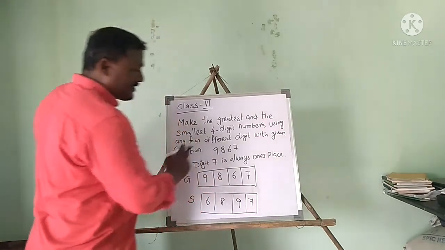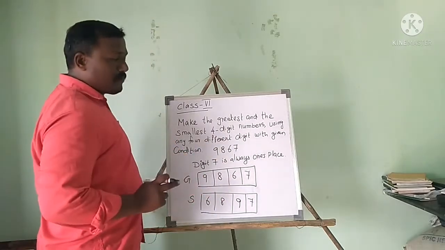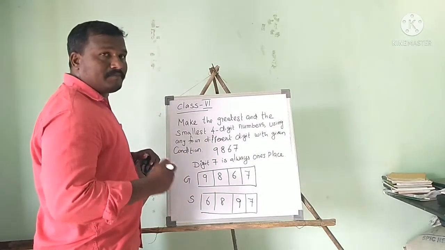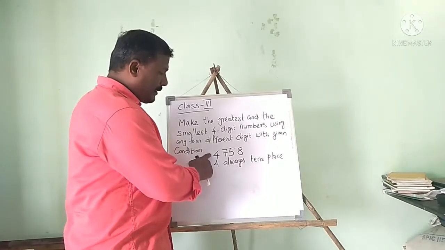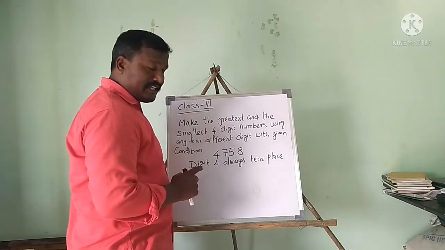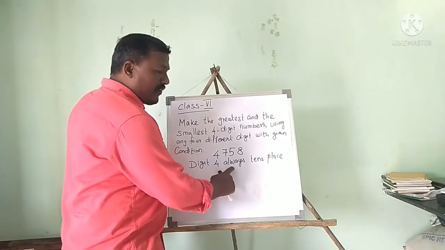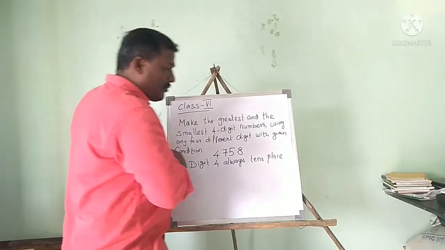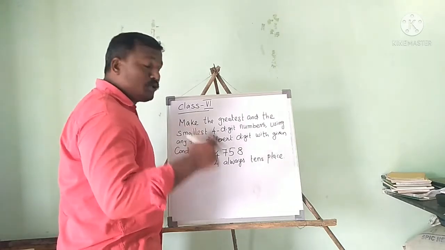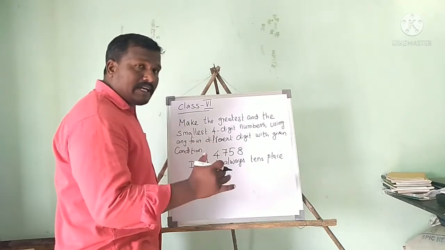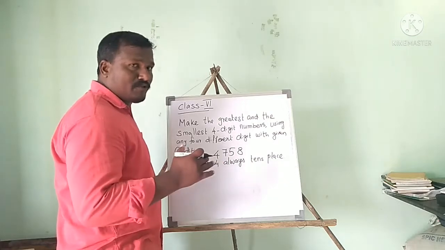So using this condition, the digit 7 is always in the ones place. Now let me see another example. Okay, let me take another example: the number 4758. The condition is digit 4 is always in the tens place. Before we talked about the ones place, now the tens place. So using this condition, how do we make the greatest 4-digit and smallest 4-digit number?